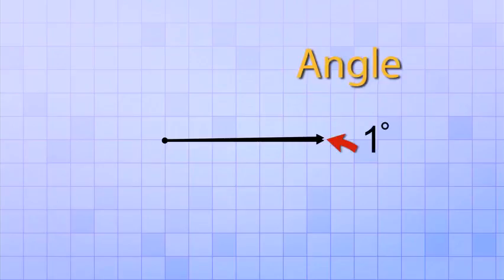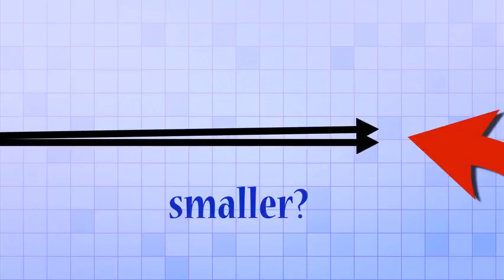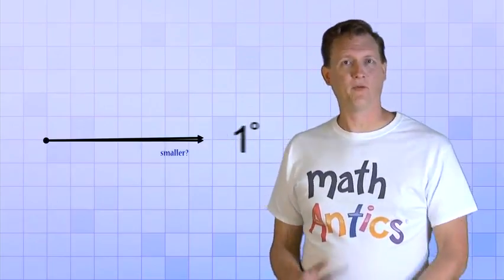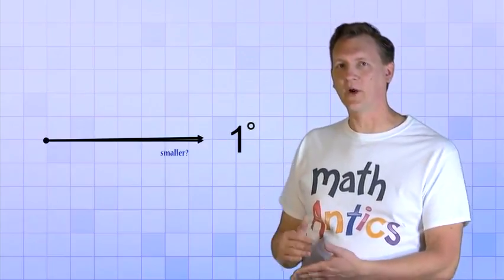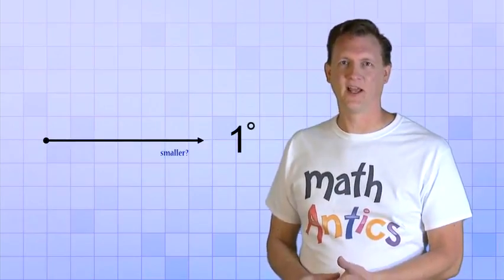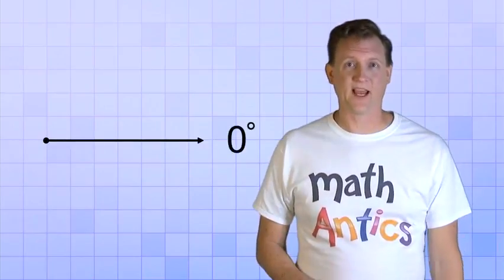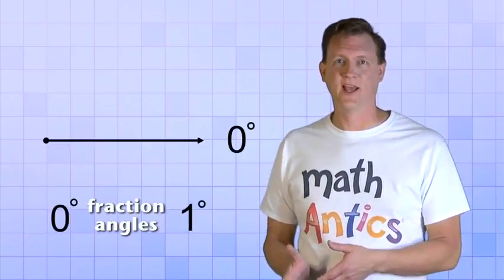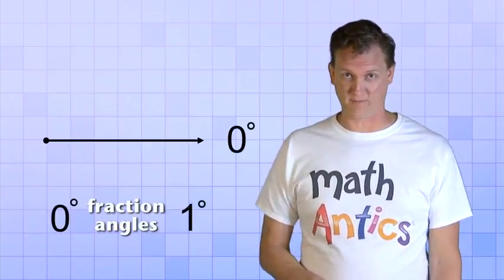Our rays now form an angle that measures 1 degree. And as you can see, 1 degree is a really small angle. We need to zoom in on it to see that it really is an angle. In fact, you might wonder if there could be any angles smaller than 1 degree. Yep, there sure are. And we saw one just a second ago. Before we rotated our top ray, when our rays were exactly on top of each other, that was a 0 degree angle. And there's a whole range of tiny fraction angles in between 0 and 1 degree. But we aren't going to learn about them in this video.